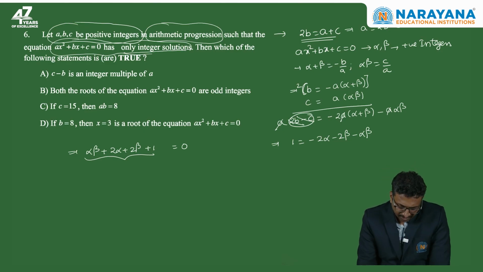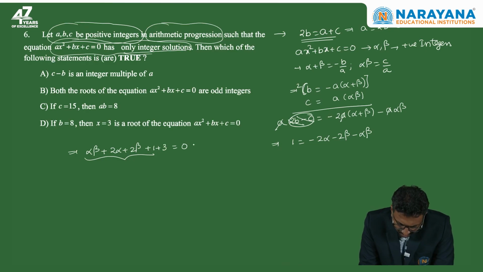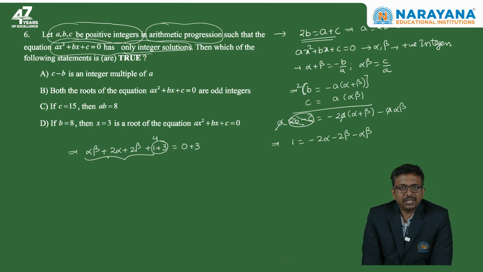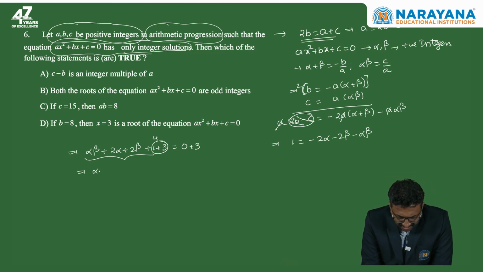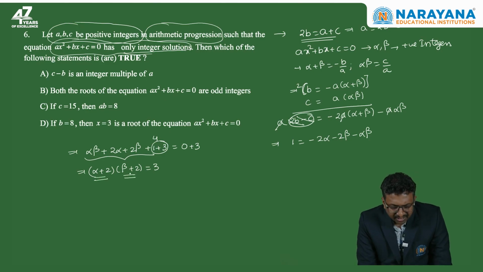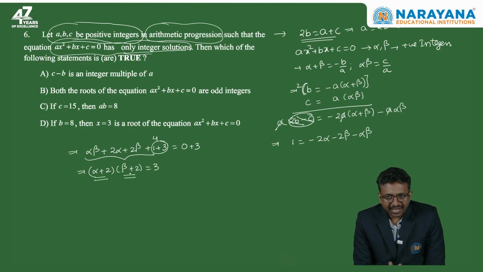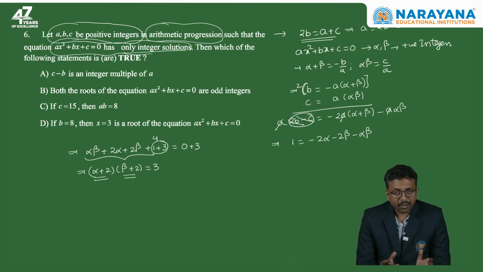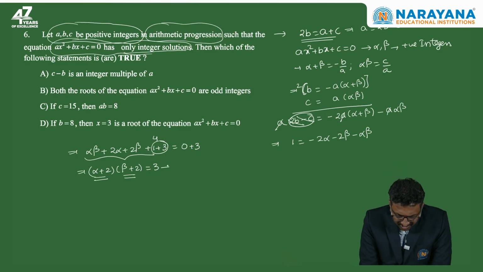So now we'll try to express this side as a product of two numbers. So for that I'll add a 3 on both sides. So this 1 plus 3 becomes 4. Alpha beta plus 2 alpha plus 2 beta plus 4 can be written as alpha plus 2 into beta plus 2 is equal to 3. So because alpha and beta are integers, alpha plus 2 and beta plus 2 are also integers. So 3 is being written as a product of two integers. So this cannot be done in many ways. So this is either 3 into 1 or minus 3 into minus 1, right?